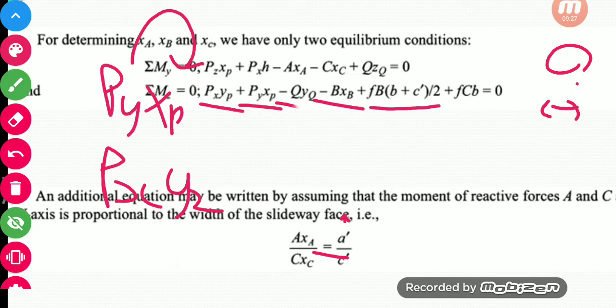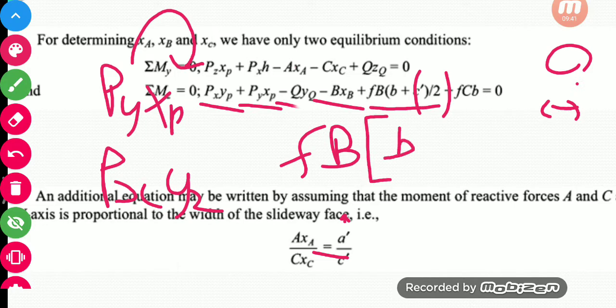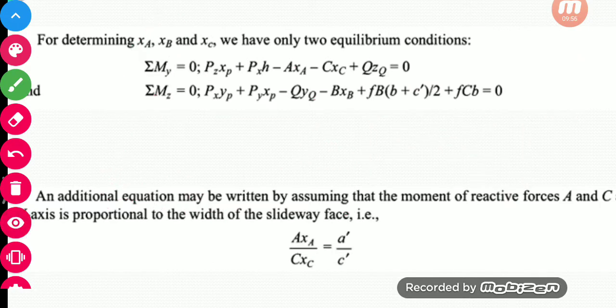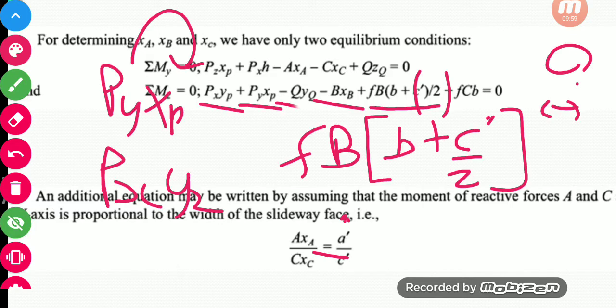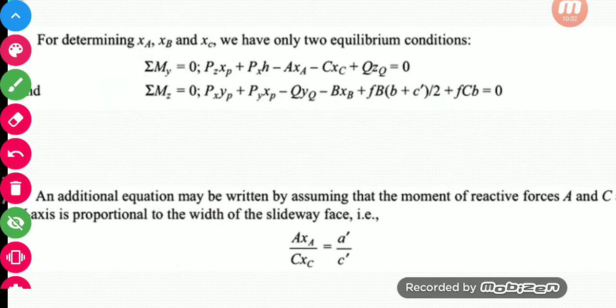One has to note that that C by 2 is in the bracket and B is outside the bracket, so that is a misprint. So it should be F times B, and the distance would be B plus C dash by 2. That's how it should be. So please make a note of this when you do your various solutions. And the last component that we have here is F times C times B.